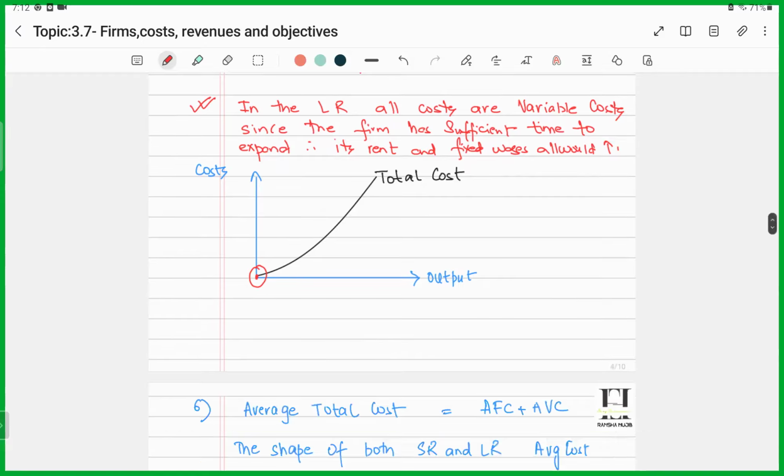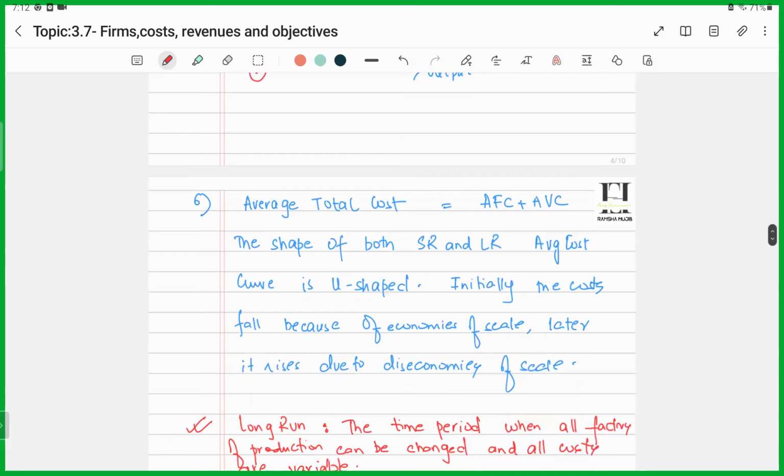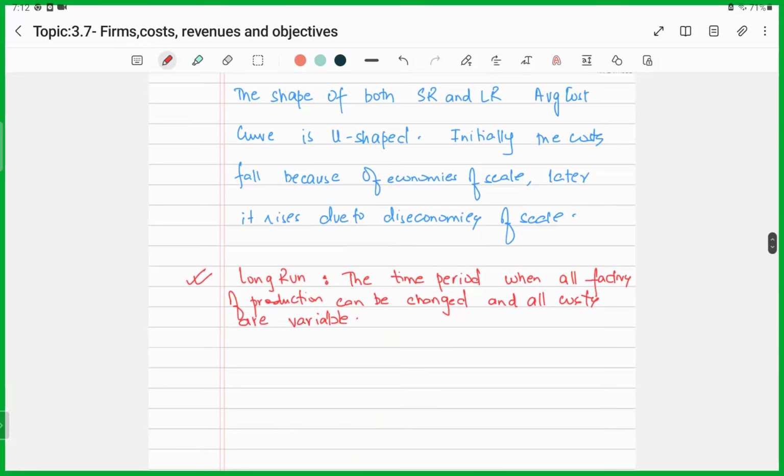Average total cost can be broken down into average fixed cost and average variable cost, or it's the sum of average fixed cost and average variable cost. The shape of both the short run and the long run average cost curve is U-shaped. Initially, the cost will fall because of economies of scale, and later again they rise because of diseconomies of scale. The point to be noted over here is that by definition, long run is a time period when all the factors of production can be changed and all the costs incurred by a firm are termed as variable.